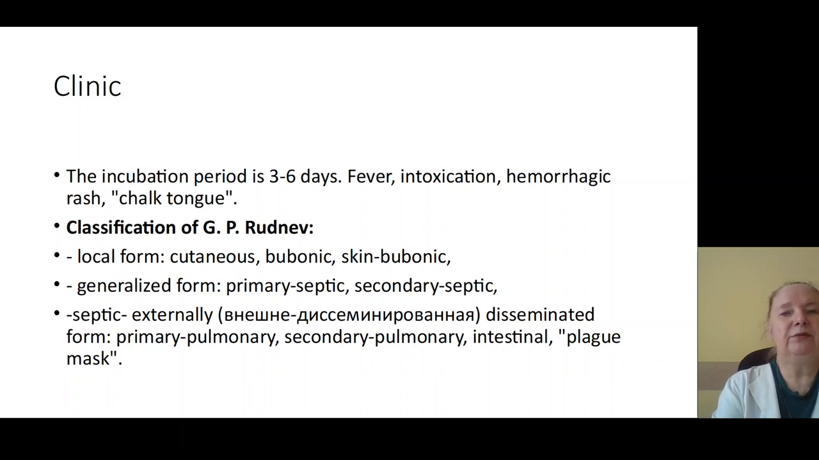It is characterized by high fever, intoxication, cardiovascular insufficiency, respiratory insufficiency, hemorrhagic rash on the skin, splenomegaly, hepatomegaly, inflammation, and metastatic foci of infection. In the lung, in the brain, for example, in joints, secondary foci of infection form. Symptoms of pneumonia, encephalitis, abscess of the liver, and others, the clinic of metastatic foci of infection. Septic shock, cardiovascular insufficiency, and polyorgan insufficiency form.